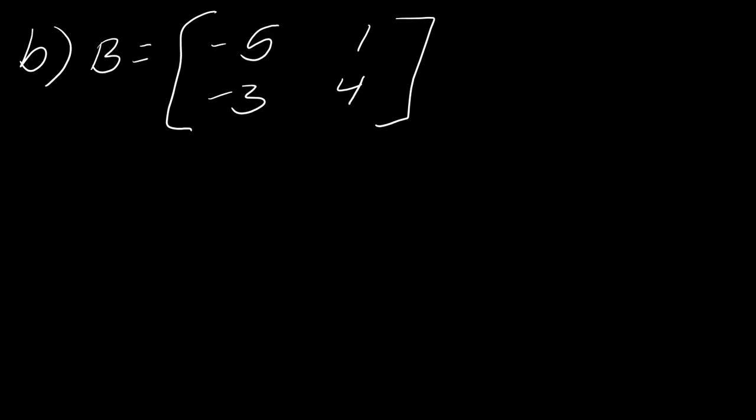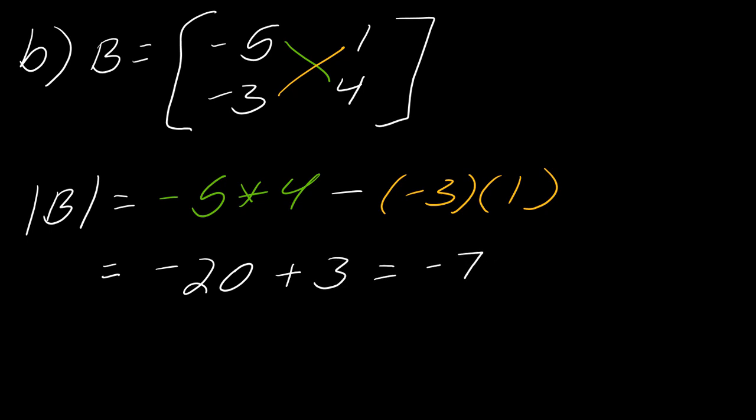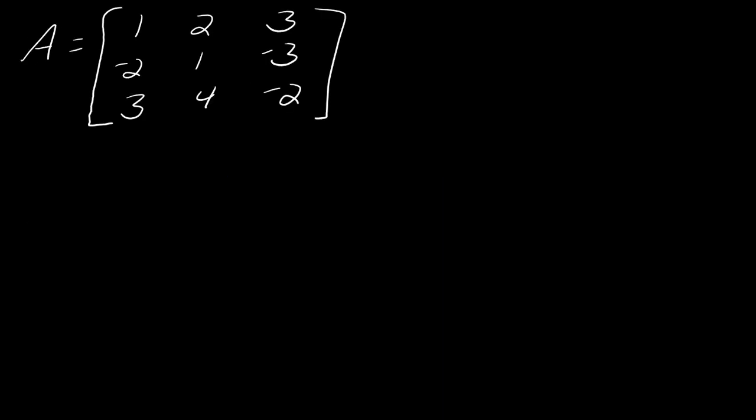All right, so I'll calculate the determinant. I'm going to use the proper notation. And then I'll just stay visual here. So I'm going to have -5 times 4 minus -3 times 1, and so that's going to be -20 plus 3, so that's -17. Okay? All right, cool. So now let's pivot to a 3 by 3 matrix.